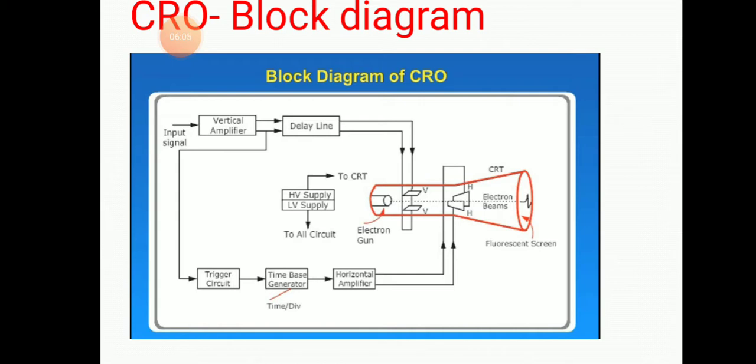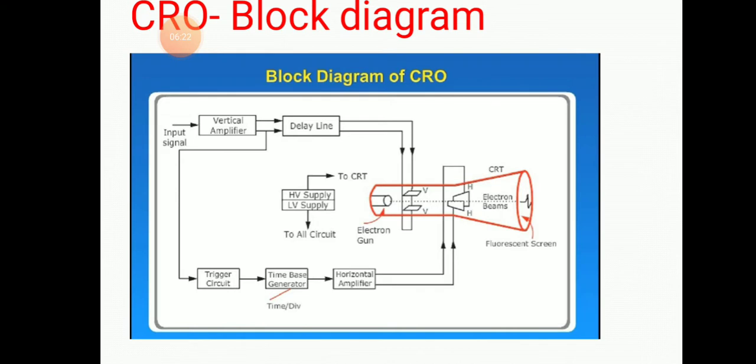High voltage is required for accelerating and focusing the electron beam. There are two kinds of voltage supply. The first one is the high voltage supply, and the second one is the low voltage supply. The high voltage supply is used for the CRT, and the low voltage supply is used for all other circuits.